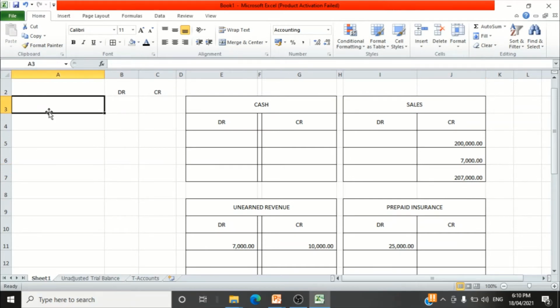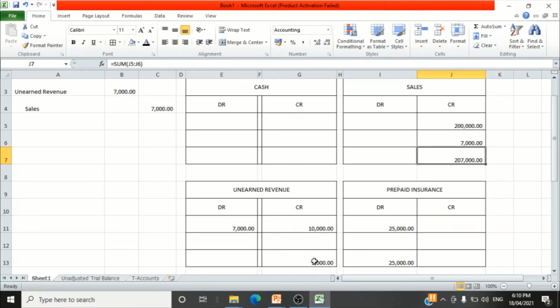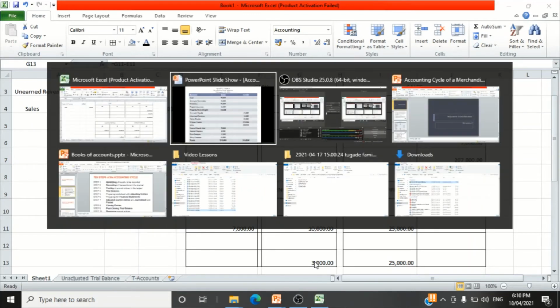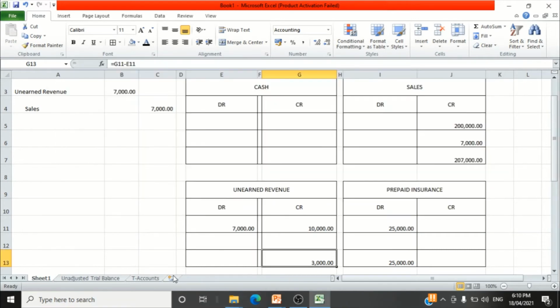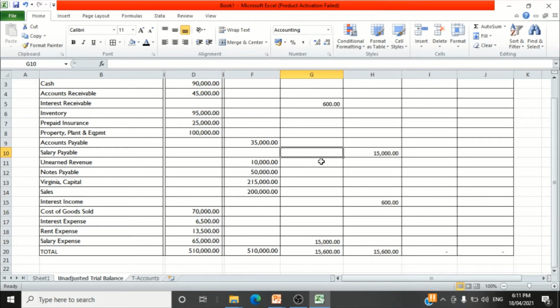If we are going to make an entry for that, that is a debit to unearned revenue of 7,000, and a credit to sales of 7,000. That is how it comes out. In our ledger, 7,000 should appear in sales, and in our unearned revenue only 3,000 should remain. So, let us adjust that in our trial balance. Here, unadjusted. In our unearned, we have 10,000. We put 7,000 in here for unearned revenue, and then in our sales, we put 7,000.